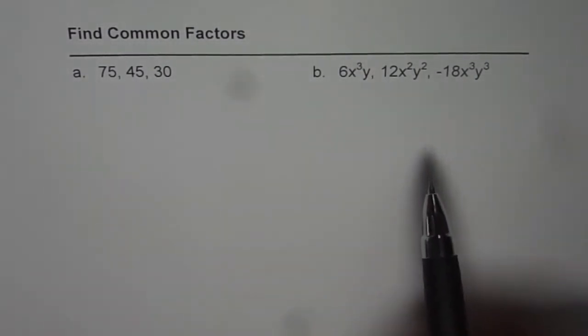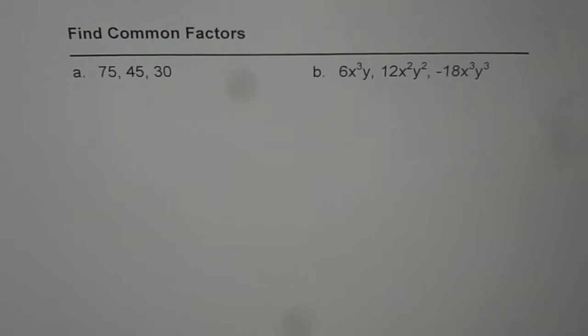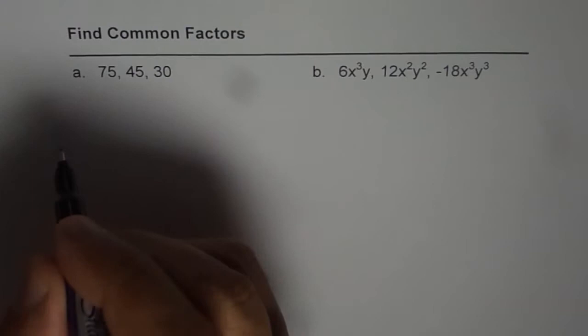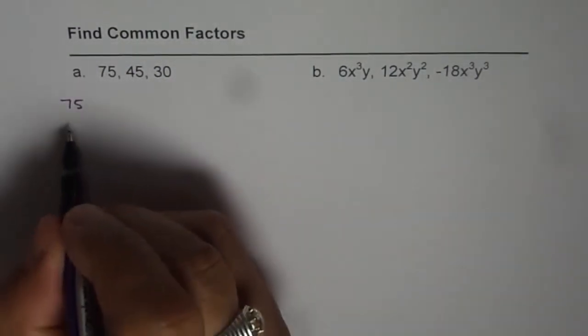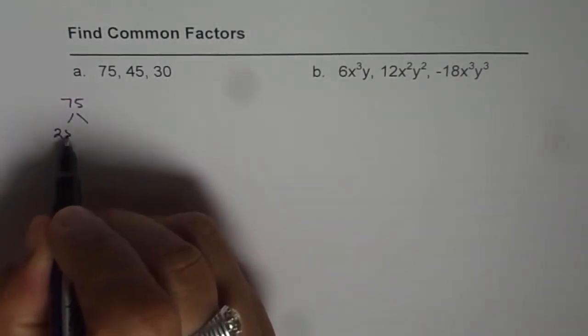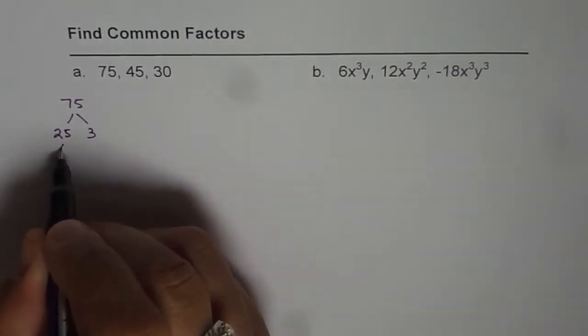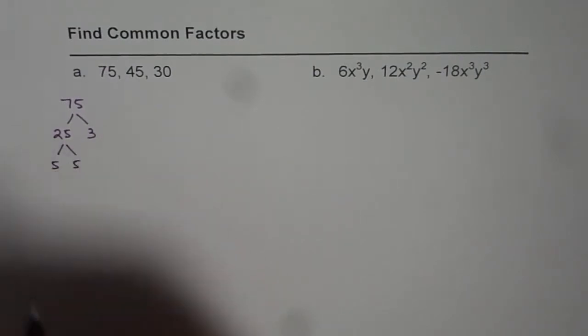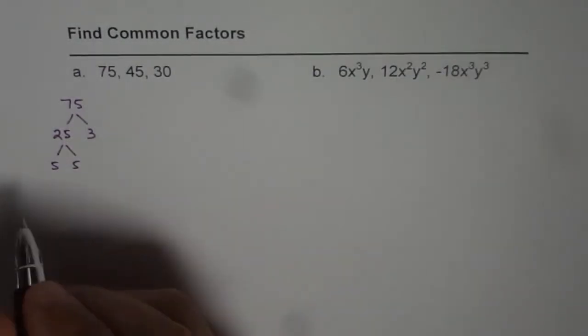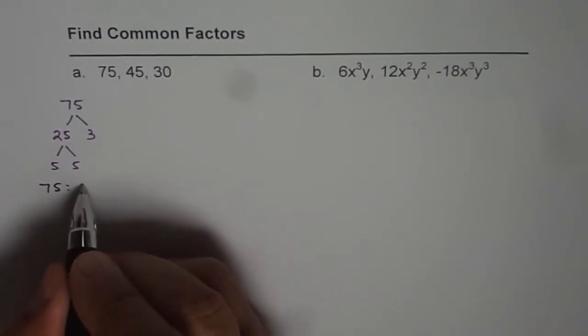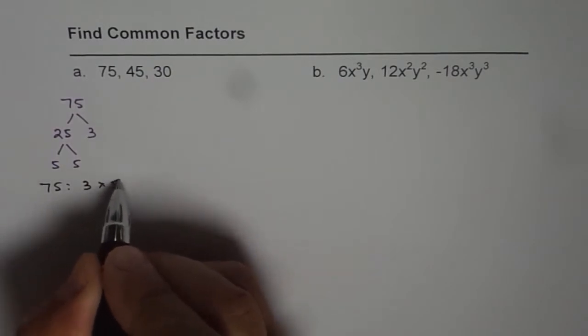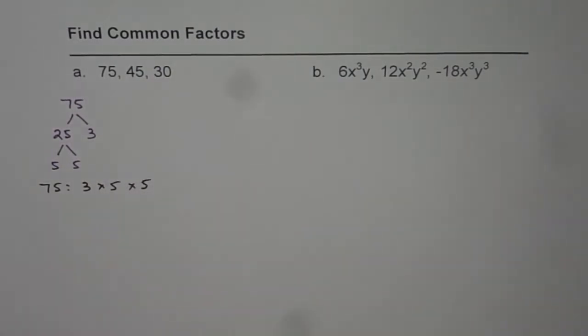Now this exercise will help us to understand how to factorize polynomials. So let's begin with the numbers first. 75. Prime factorization helps us to find the common factors. 75 could be written as 25 times 3 and 25 is 5 times 5. And now we can write 75 as 5 times 5 times 3, right? Or you can say 3 times 5 times 5, correct? So that is prime factorization of 75.